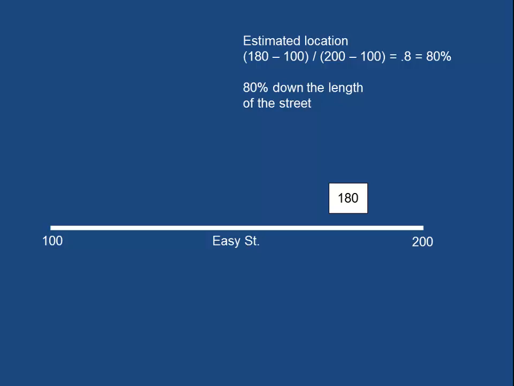So, for the example on this slide, this block of Easy Street starts at the address of 100 and ends at the address of 200. We wish to know where the address of 180 Easy Street is located, so we first identify the feature named Easy Street, and then narrow down the results to the block where the input address exists. Next, we estimate how far down Easy Street that address is, assuming an equal spacing of addresses.